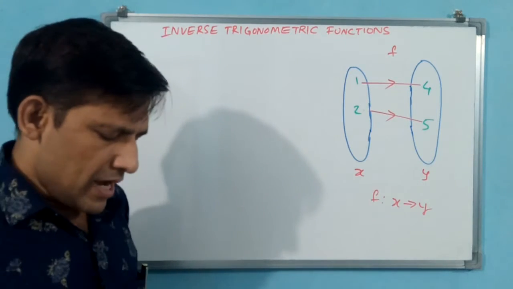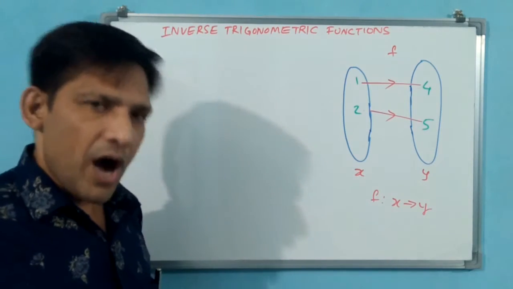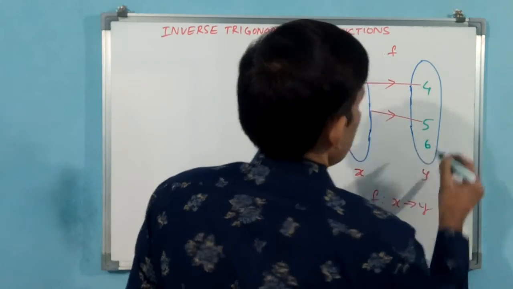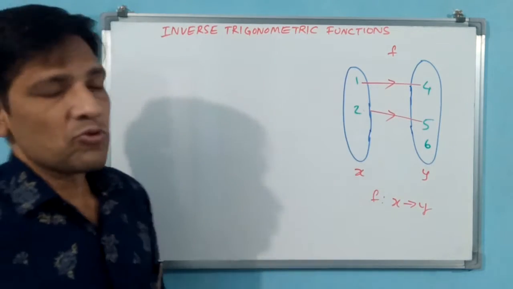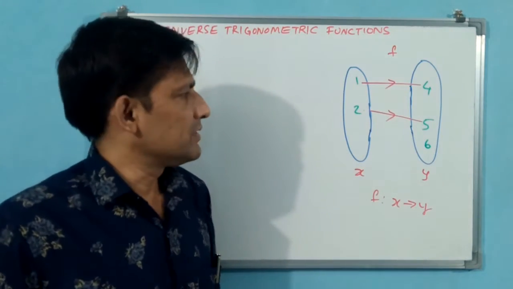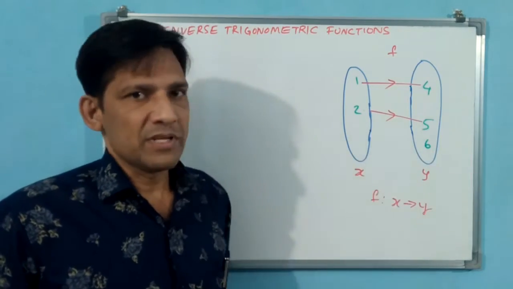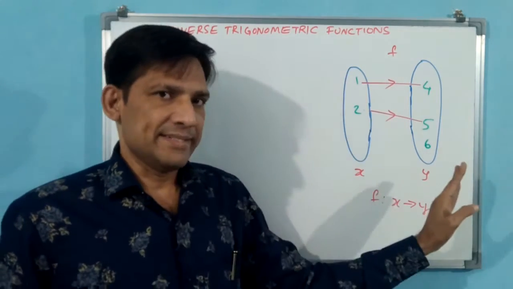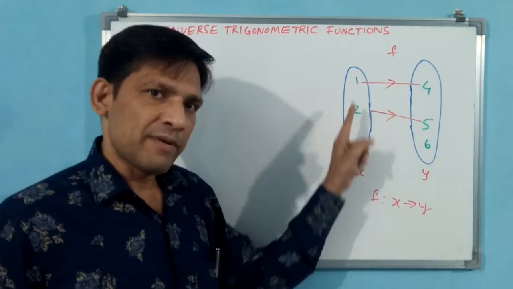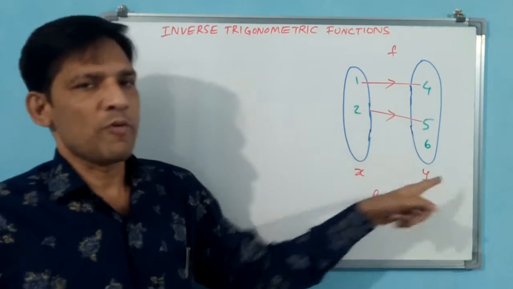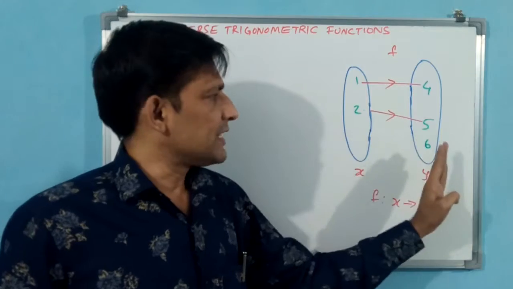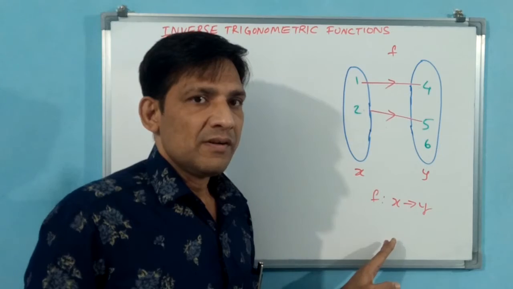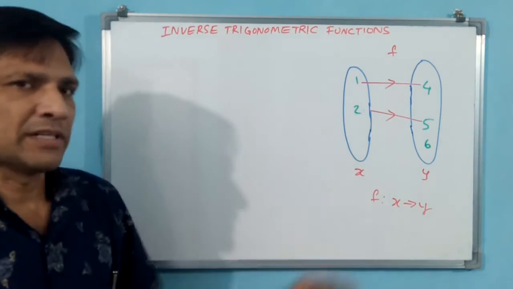Okay. See, another type I told you is onto also. Now, is it onto? No. Why? Because 6 doesn't have any pre-image. But this is a function. Why? Because from the domain all elements are engaged. That is the condition: each and every element from the domain should have one image in the codomain. That condition is satisfied, but 6 does not have any relation. That is why this is not an onto function, but this is a function. Okay.